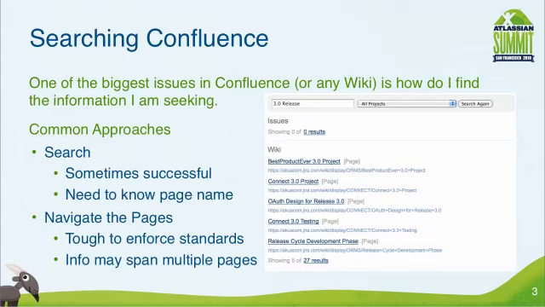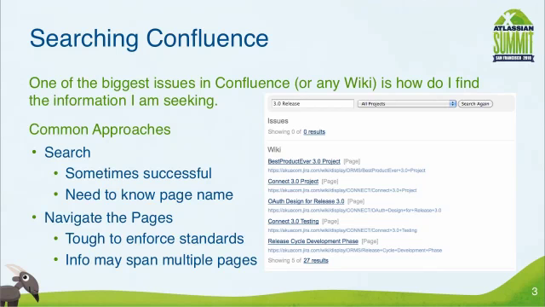So one of the biggest issues in Confluence or in any wiki is just how do I find the information I'm seeking? And so there are two basic common approaches. One is to search. Sometimes search can be successful, but if you're not sure exactly what you're looking for, you don't know exactly what to search for. So sometimes you may be doing a search and might not be able to find what you're looking for exactly. So for instance, I have an example right up here, 3.0 release. I want to find everything that has to do with my 3.0 release, and it'll bring up a bunch of pages, but you might not know exactly where the information you're looking for is in which of those pages.